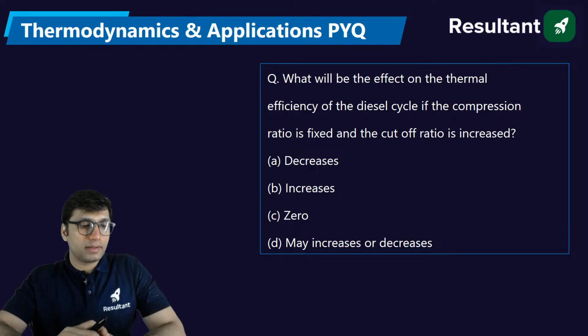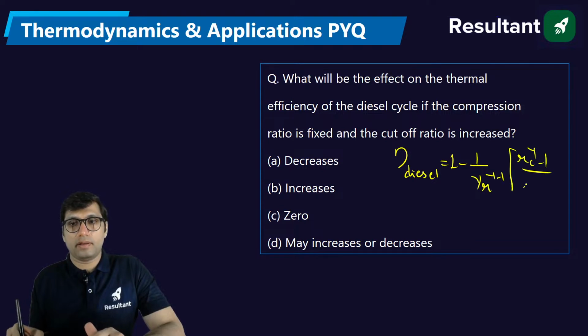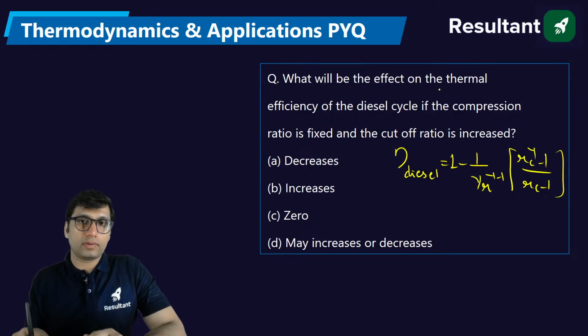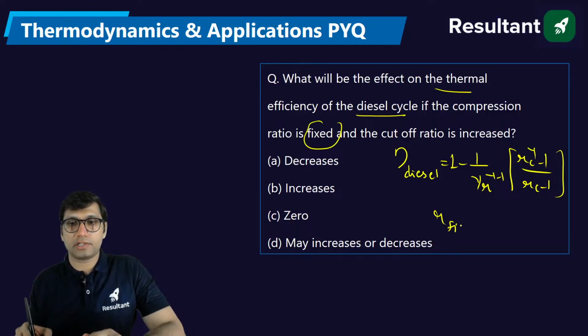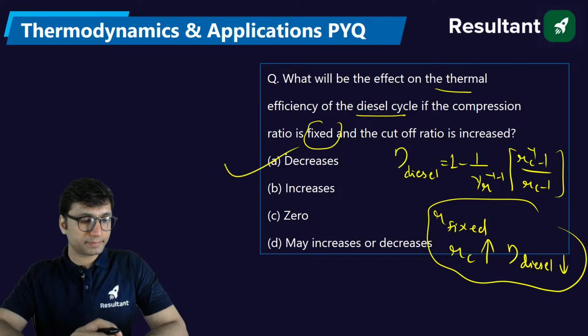So in the diesel cycle, the efficiency depends on two important factors: one is the compression ratio and one is the cutoff ratio. Remember the formula for efficiency of the diesel cycle. Now the effect on thermal efficiency: we fix the compression ratio and increase the cutoff ratio. When we increase the cutoff ratio, the efficiency of the diesel cycle will decrease. Clear?